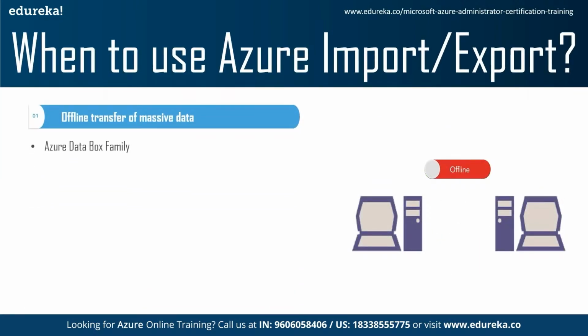The first one is offline transfer of massive data. The Azure Import/Export service is an offline solution. It's designed to handle more data than would be feasible to transmit over a network connection. Using the Import/Export service, you take responsibility for preparing and shipping the necessary hardware. Microsoft provides an alternate solution in the form of the Azure Data Box family.